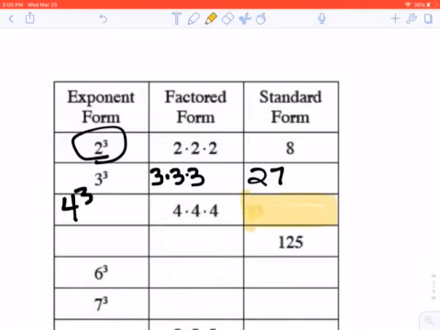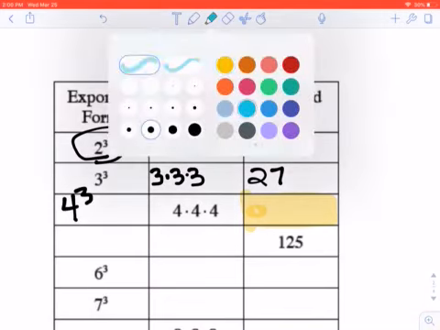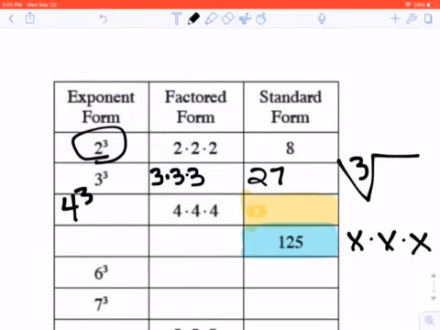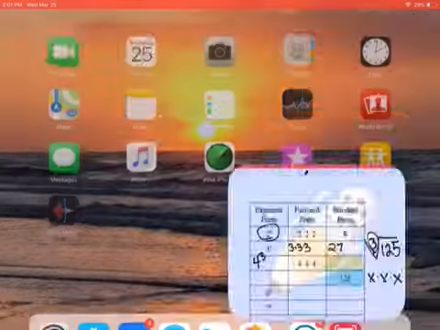The next one, it gives you the standard form, and we need to go backwards. So what number times itself 3 times would give us 125? So that's basically like x times x times x. I need the same value. So we're going to use the function on the calculator that looks like a cubed root, because I need 3 numbers times itself that gives me 125. So we're going to put 125 underneath there.